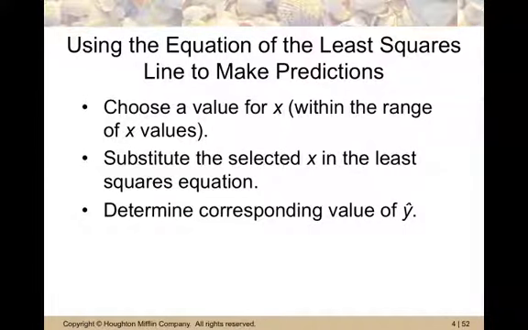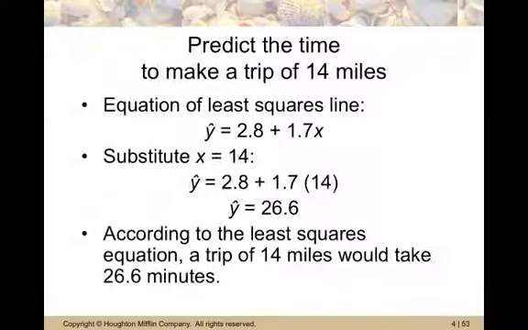Okay, one thing we want to be able to do is use the equation of a least squares line to make predictions. So the predictions are going to be made for a particular x value, so you want to choose an x value within the range of the x values that you are given, substitute the selected x in the least squares equation, and then determine the corresponding value of y hat.